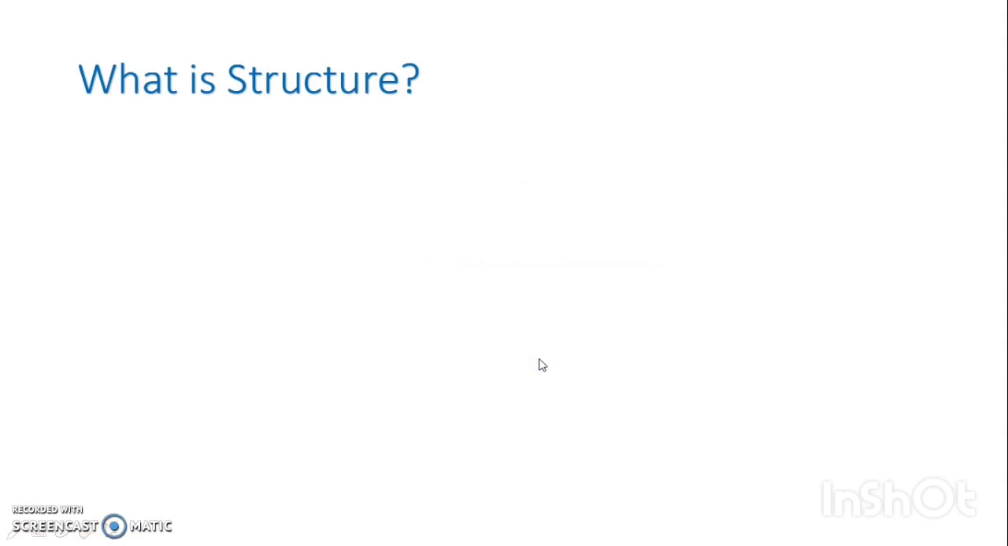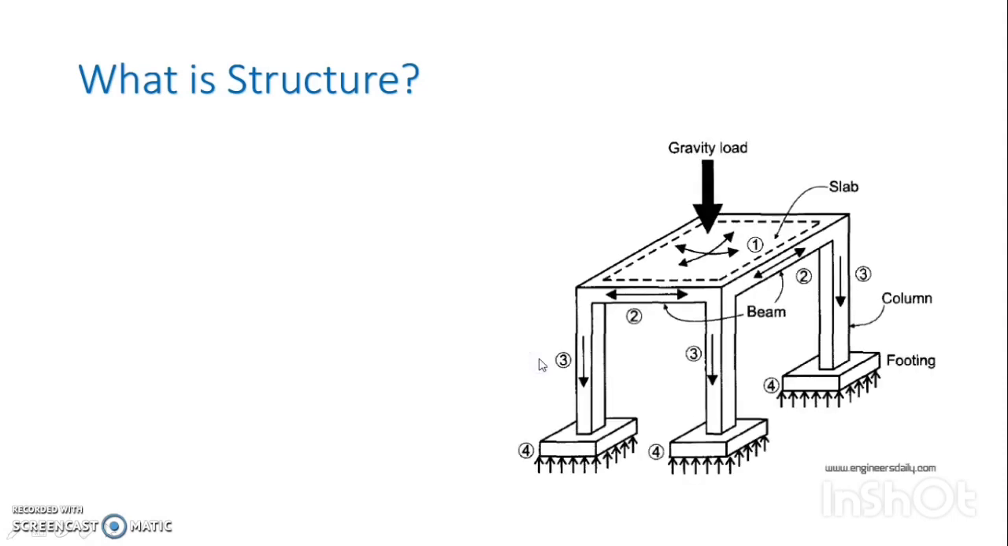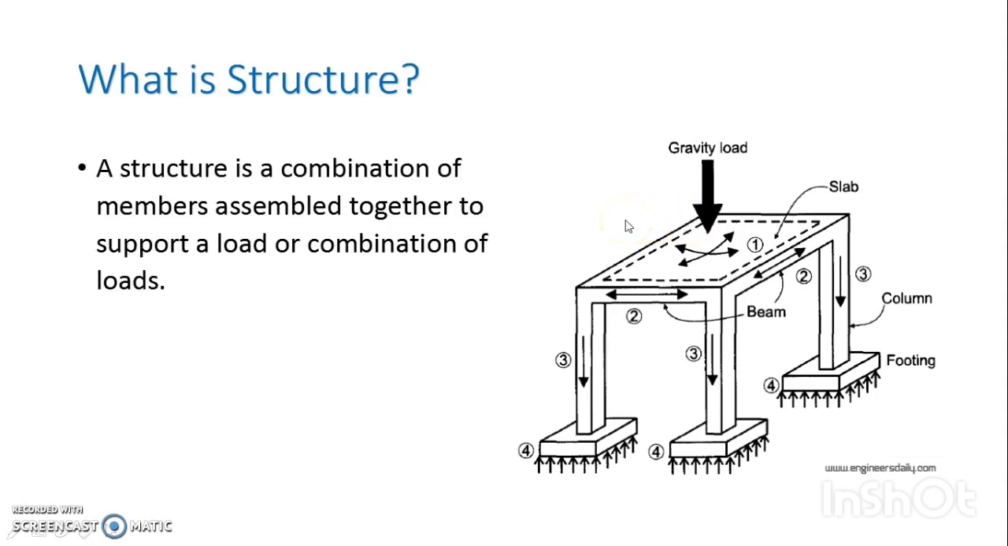First, before we talk about the structure, let us discuss what is meant by structure. A structure is nothing but a combination of structural members in order to carry a load. In this diagram, you can see various structural members such as slabs, beams and columns, which are grouped together in order to carry the load acting on the structure safely. The load can either be a single load or a combination of loads. This is the definition of structure.